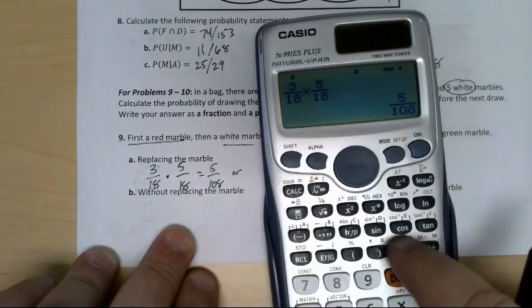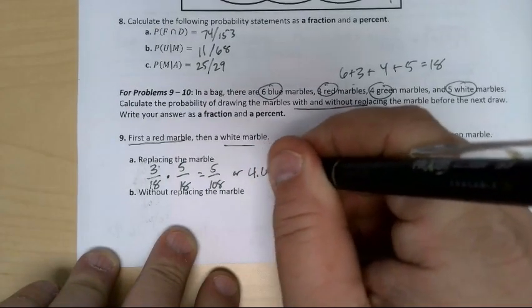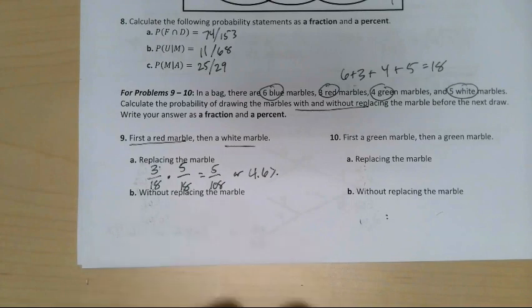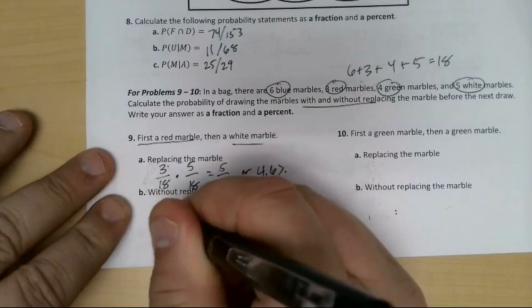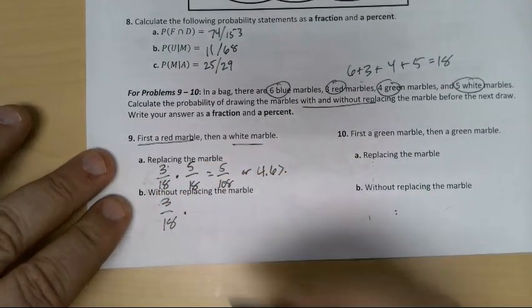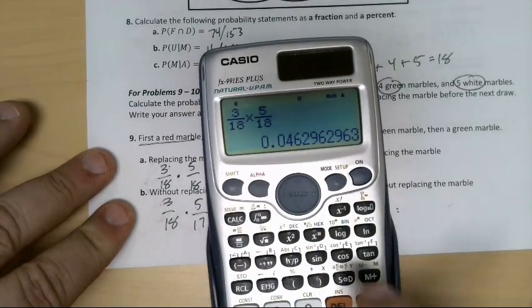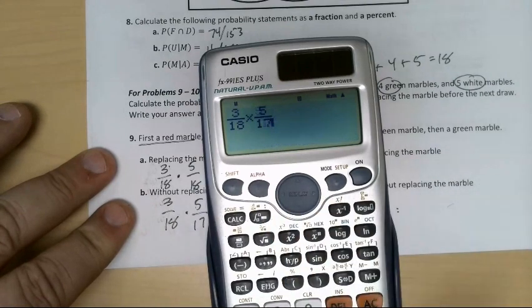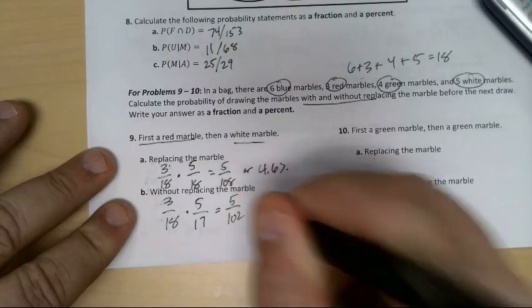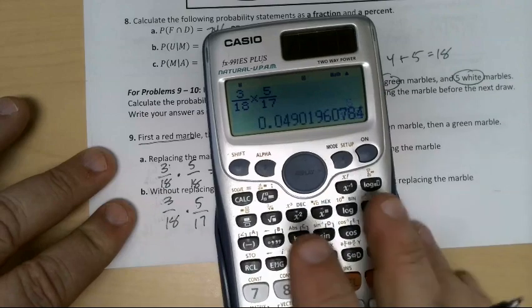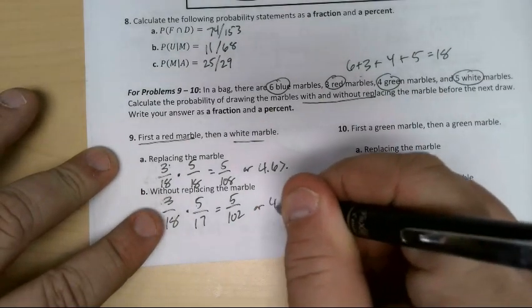Or if I change that to a decimal, 0.046, so 4.6%. Okay, let's do this without replacing it. If I don't replace it, it's still 3 out of 18 for the first one. But for the second one, a white marble, there's 5 white marbles in there still, but there's only 17 there. So now I need to go back and change this one number from an 18 to a 17. And I get 5 out of 102. And if I change that to a percent, I end up getting 4.9%.